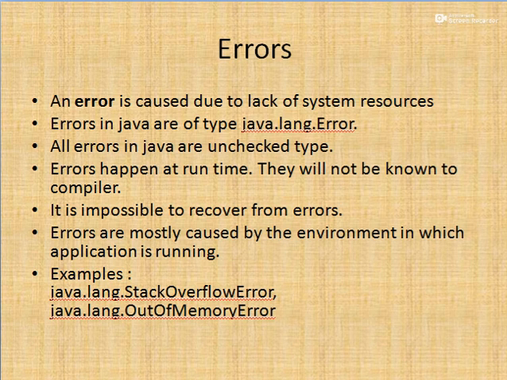An error is caused due to lack of system resources. This may be one of the reasons. Errors in Java are of type java.lang.Error. All the errors in Java are unchecked types. These are not checked during the entire execution. Errors happen at runtime. They will not be known to the compiler. It is impossible to recover from the errors.